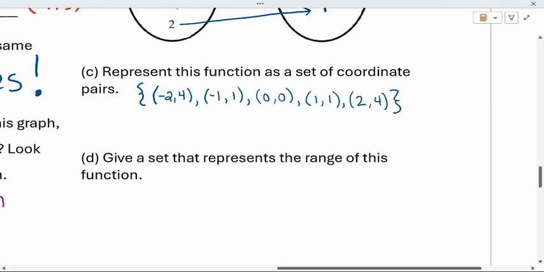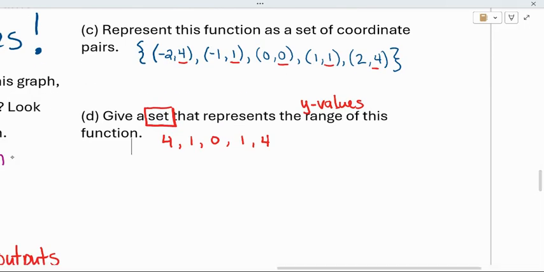The last question says, give the set that represents the range of this function. So tell me what range is again. Yeah, range is the y values. That's all it is. So I'm just going to list all the y values. Our y values are 4, 1, 0, 1, and 4. But we have to write it as a set. Okay? So here's how we're going to do that.